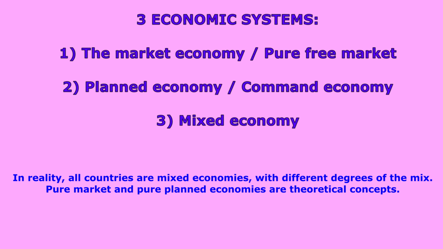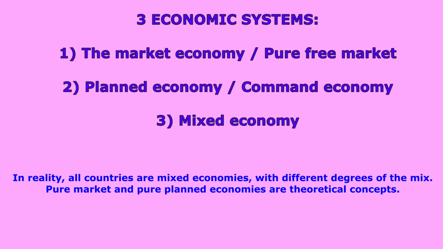Moving on, I'm just going to briefly recap the three types of economic systems. So basically there are three. Number one would be the market economy, so-called a free market. The second one would be the command economy. And the third one would be the mixed economy.